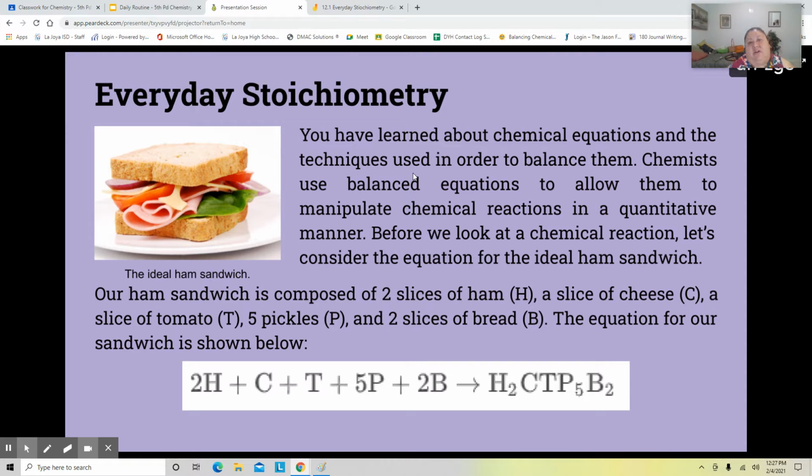Today, we're going to learn the basics on how to do this. We're going to learn the basics on how to use equations to answer different questions. And we're going to talk about this beautiful ham sandwich that you see in front of you.